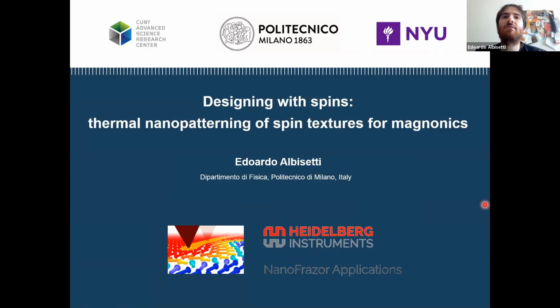So we directly use the tip for writing magnetic structures. We use the heat for modifying locally the magnetic properties of suitable materials in order to be able to control basically their magnetization direction, as I will show you.